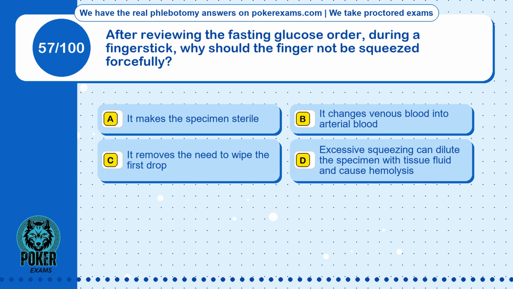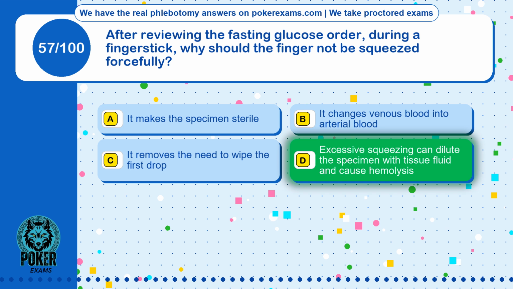Question 57. After reviewing the fasting glucose order, during a finger stick, why should the finger not be squeezed forcefully? Option A. It makes the specimen sterile. Option B. It changes venous blood into arterial blood. Option C. It removes the need to wipe the first drop. Option D. Excessive squeezing can dilute the specimen with tissue fluid and cause hemolysis.